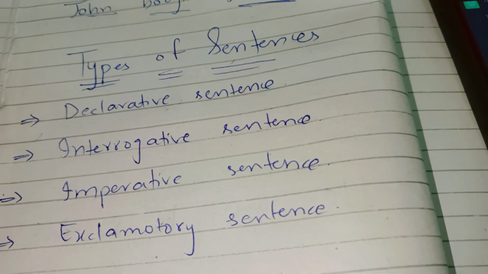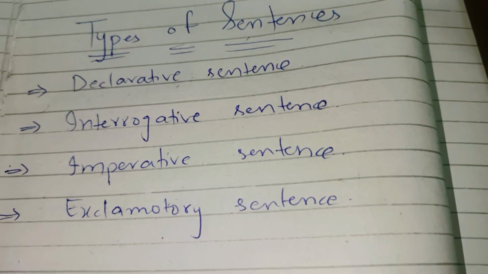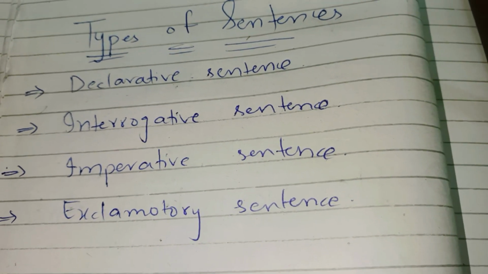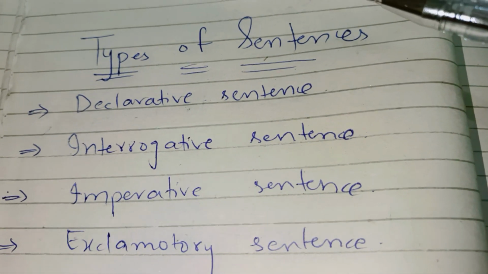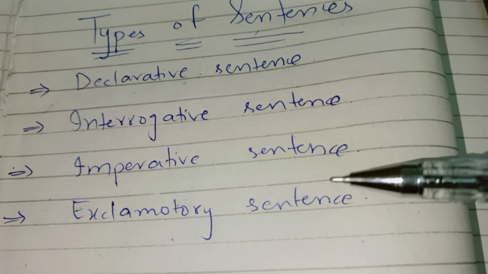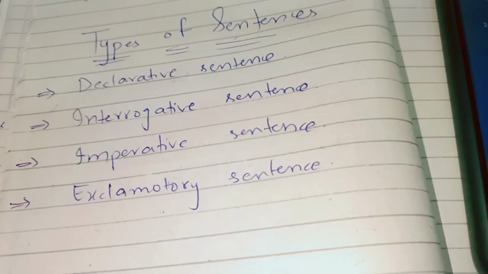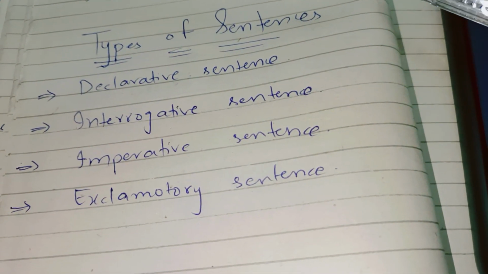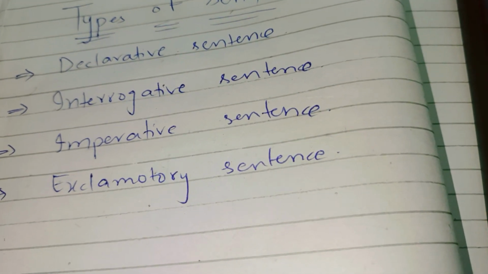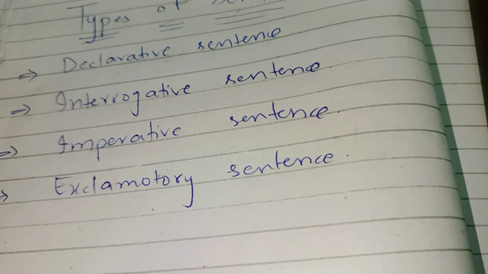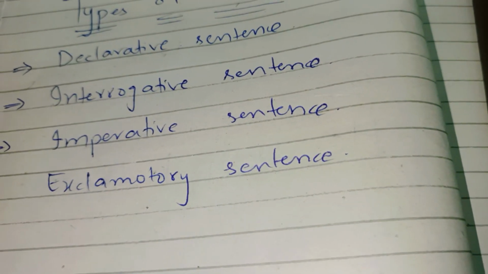Okay, now let me explain the types of sentences, right? As you can see, I have written all the types of a sentence. The first one is the declarative sentence, second interrogative sentence, imperative sentence, and the exclamatory sentence. These are the four types of sentences. Let us first discuss the declarative sentence. These sentences make statements or express facts and end with a period, right? For example, the sun rises in the east. This is a declarative sentence.